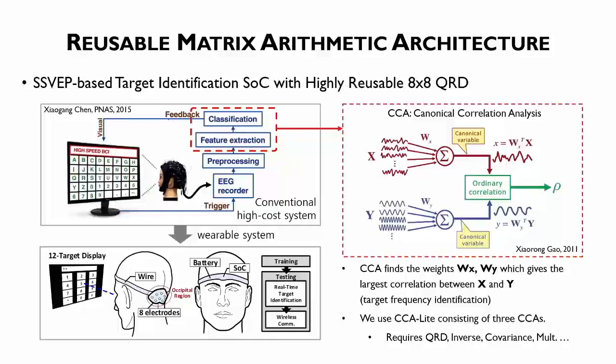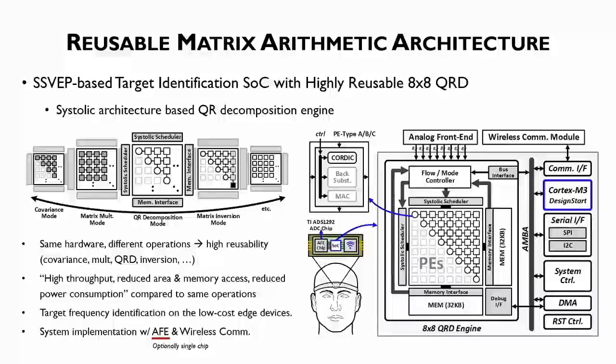So we designed the system on chip with a highly reusable 8x8 QR decomposition hardware accelerator. This engine has a strong foundation of a systolic architecture, and to supply various matrix operations on the same hardware, the processing elements are configurable. Compared to the same processing on software, the QR decomposition engine has high throughput, reduced memory access, and low power consumption. For the analog front end, we used a high resolution ADC chip, but it will be integrated on a single chip.